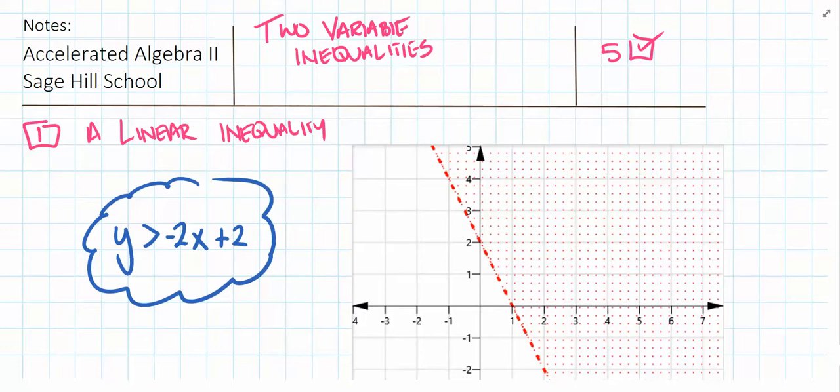This is lesson 2.8. I forgot to write that up here. This is 2.8, two variable inequalities. So 2.8, two variable inequalities, 5 boxes. I know some of you guys are on the retreat, so here's a little lesson for you.